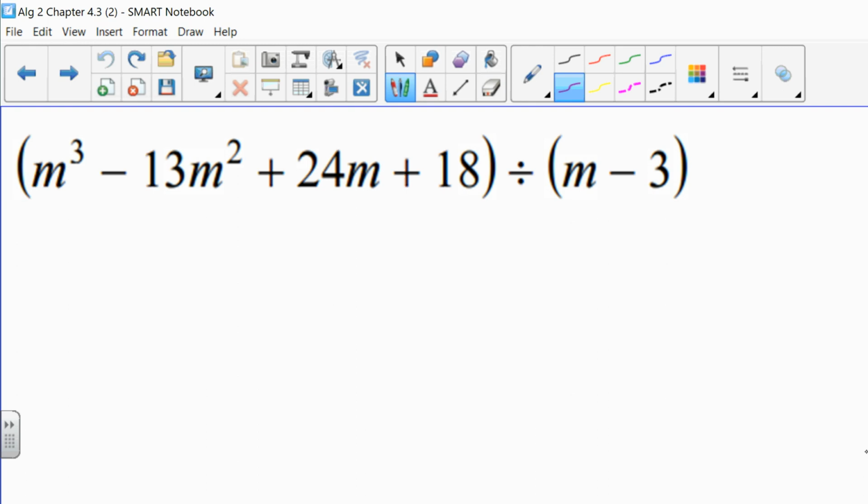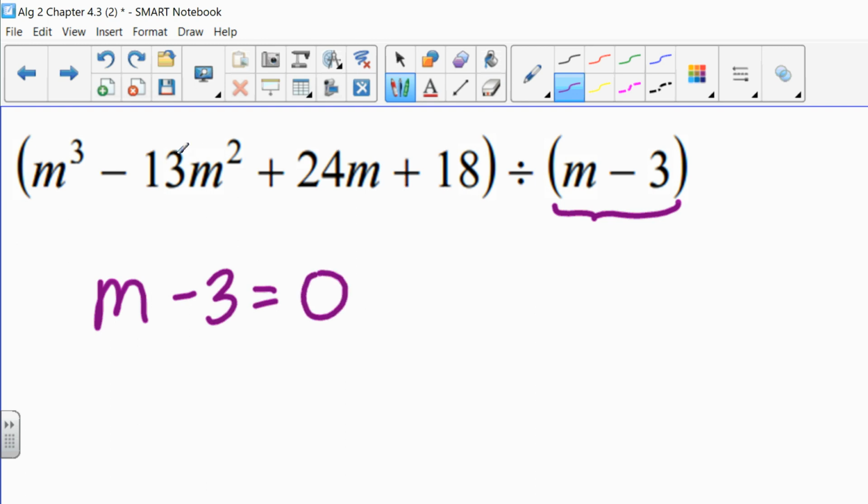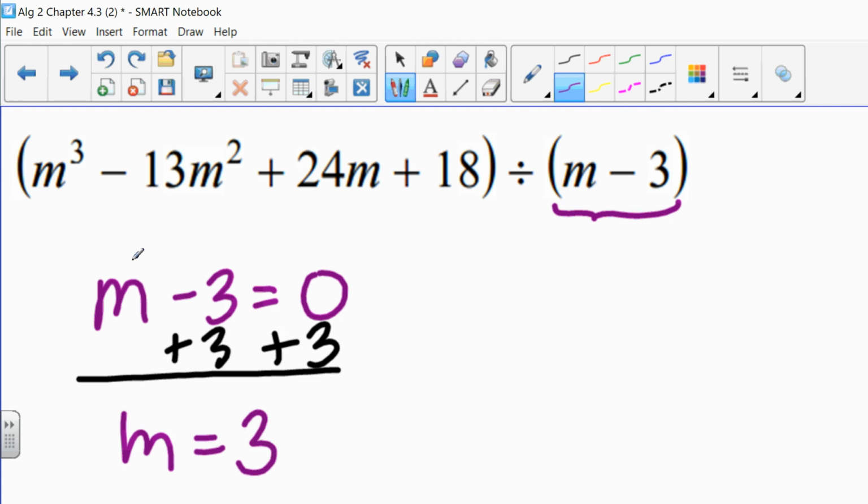When we divide polynomials using synthetic division, the first thing we need to do is get our variable, m, by itself, or the term with the biggest power by itself. So here we have m minus 3 is equal to, and we'll set it equal to 0. So to get m by itself, we'd add 3 to both sides, which would tell us that m is equal to 3. Okay. Any questions on this so far?